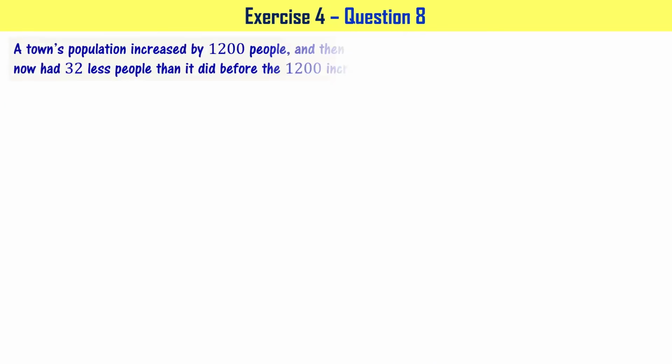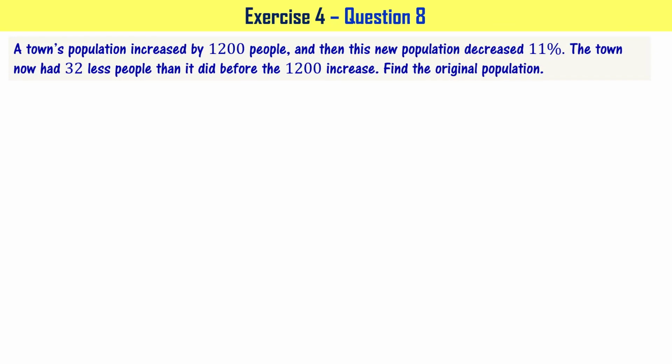Question number 8: a town's population increased by 1200 people. And then this new population decreased 11%. The town now had 32 people less than it did before the 1200 increase. Find the original population. There was some original population, right?